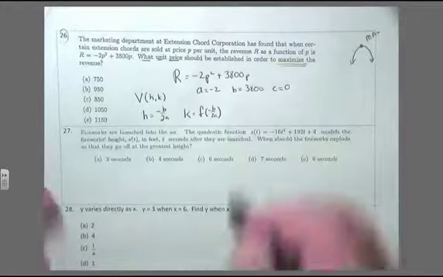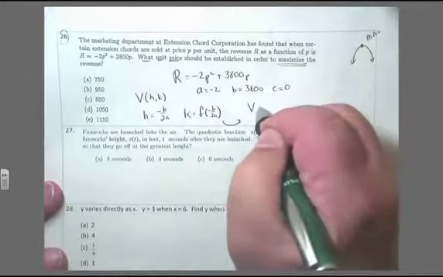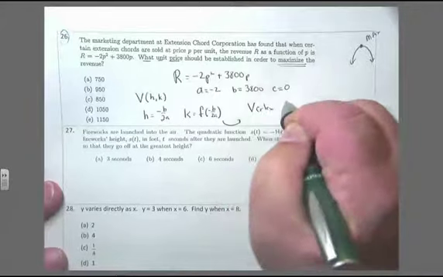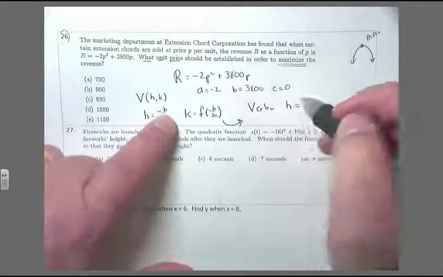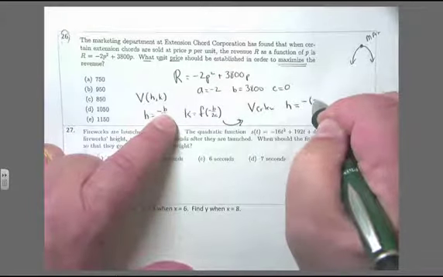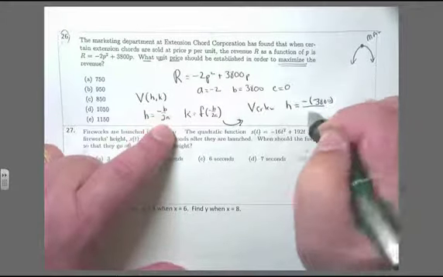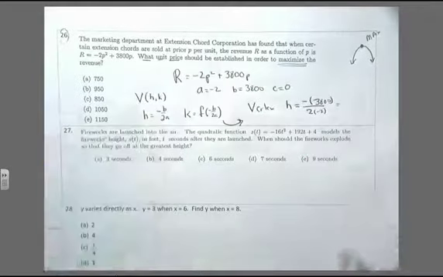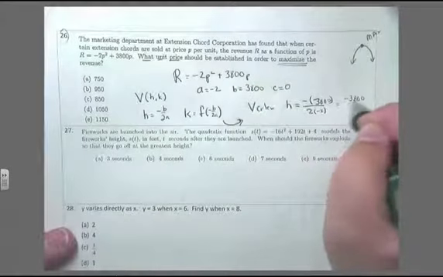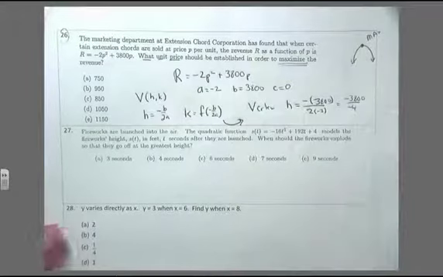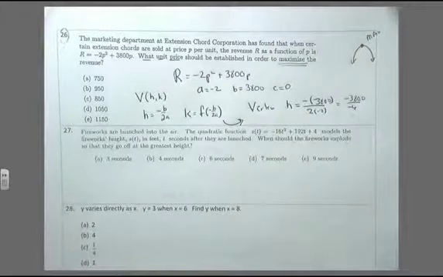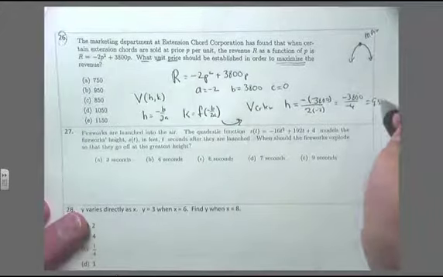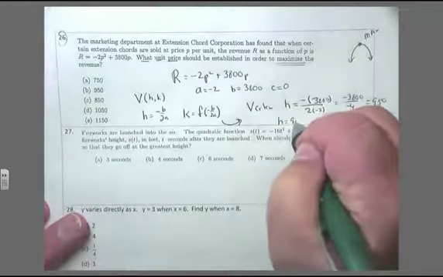I'm going to plug it into my formula and get my vertex: h is equal to negative b, which is negative 3,800, over 2 times a, which is negative 2. Well, I can clean that up. That's negative 3,800 divided by 2 times negative 2, which is negative 4. And negative 3,800 divided by a negative 4 is a positive, how much? 950. So h is equal to 950.